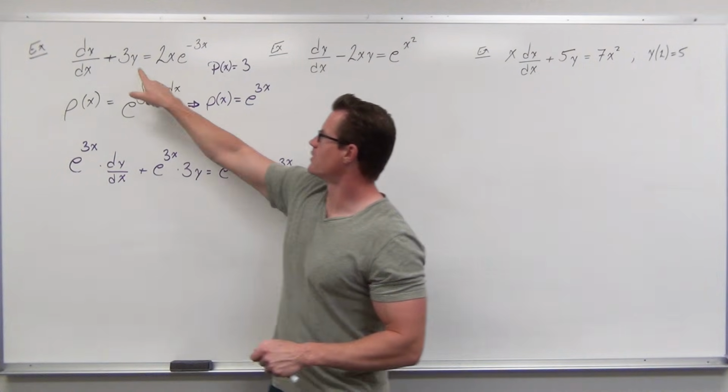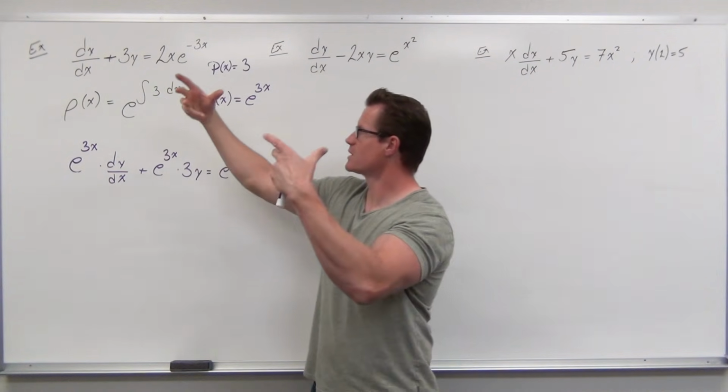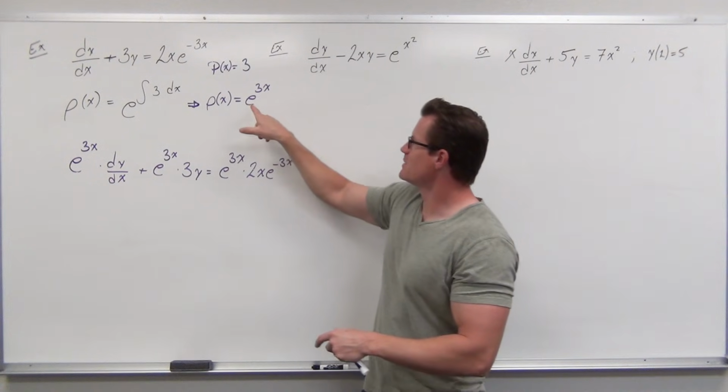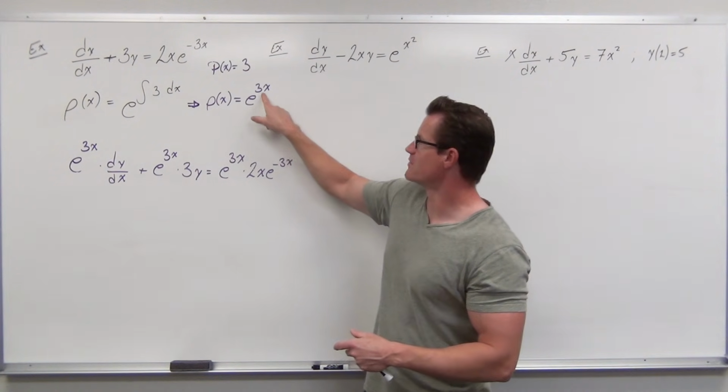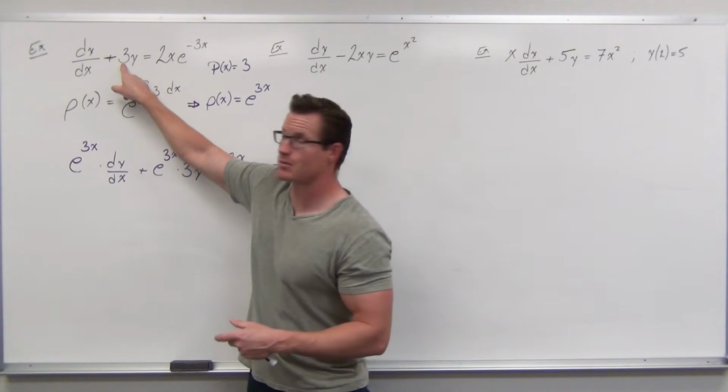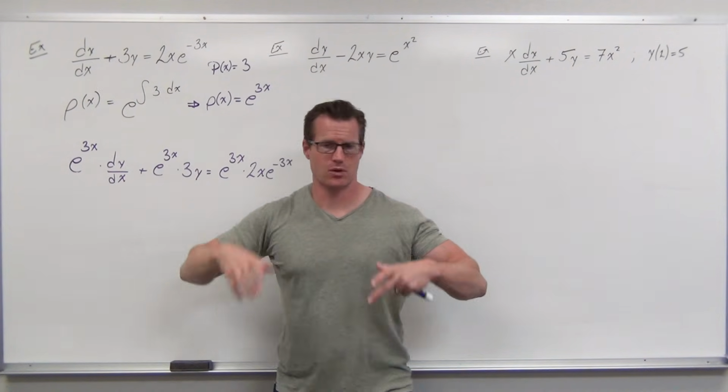So we found out that our p of x is 3. Doing the integral of 3 gives us 3x. Why do I do that? I need to be able to take the derivative of this thing, get it back in both places, and have the derivative of my exponent be that number right there. That is what would complete our product rule for us.